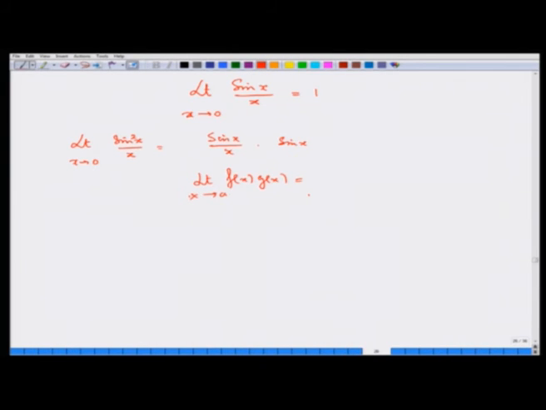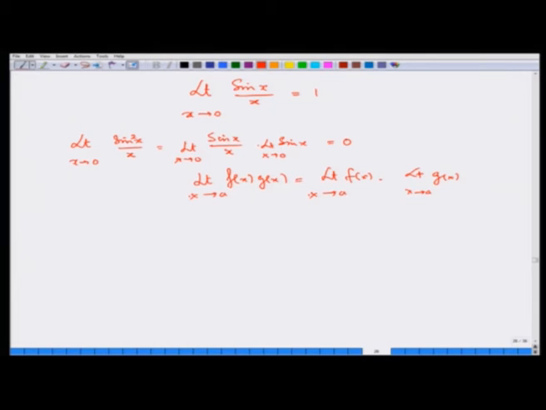So, now we will have that this is nothing but the limit of f(x) as x tends to a, times the limit of g(x) as x tends to a. Now, the limit of sin x by x as x tends to 0 is 1, and the limit of sin x as x tends to 0 is 0. So, this answer is 0. You can have a lot of problems of this form and it really does not matter.